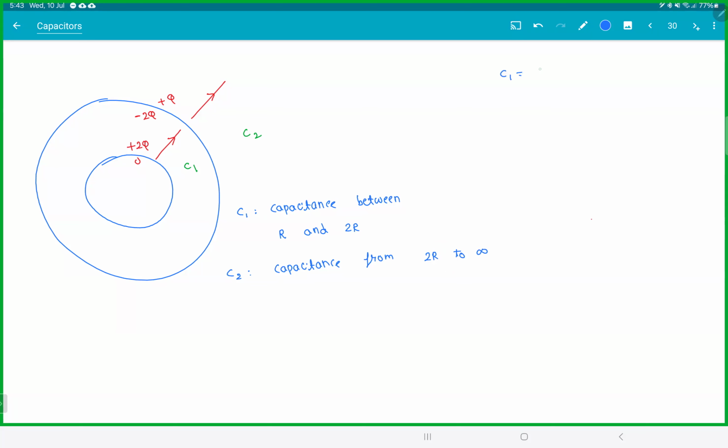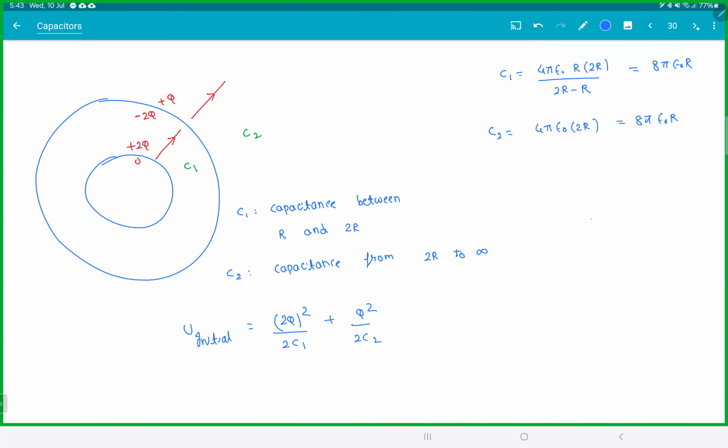So the value of C1 is 4 pi epsilon R1 R2 by R2 minus R1. This is 8 pi epsilon R. C2 is a single shell, 4 pi epsilon 2R. Both are equal in this case. So the initial energy of the system is the charge 2q whole square by 2C1 and q square by 2C2. This was the energy.